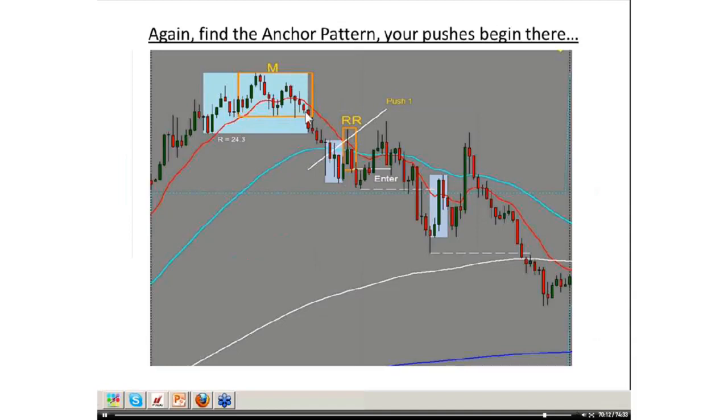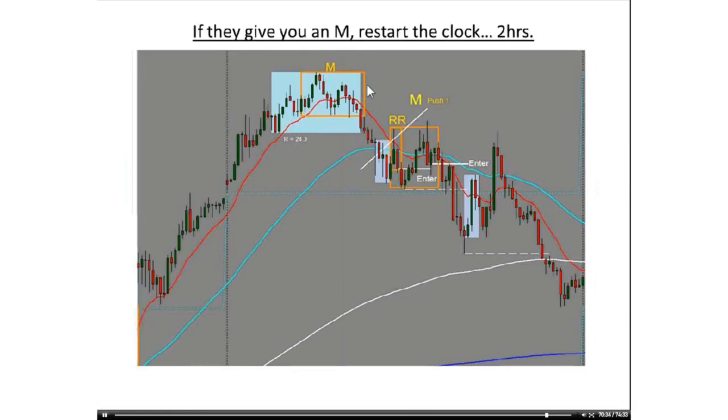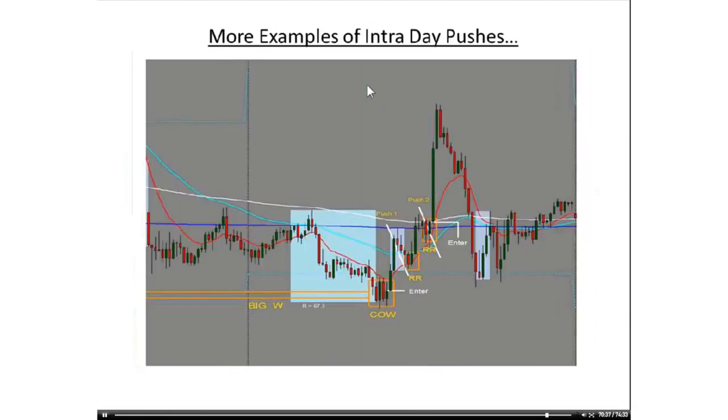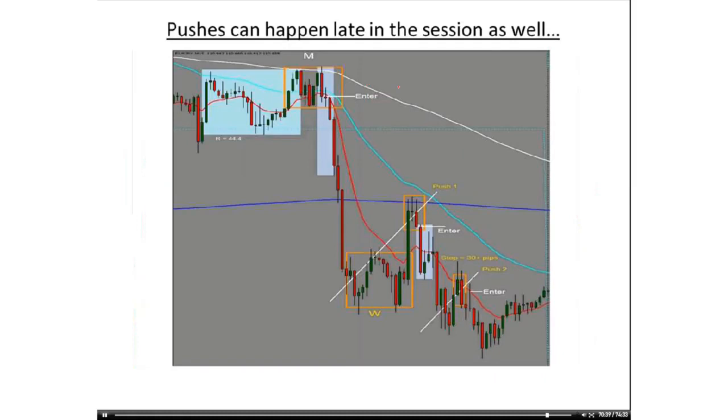This is push one, and usually I like my push one to be out of the 1, 2, 3 pattern. So this is my 1, 2, 3, my M pattern. I want this to break that 1, 2, 3 pattern. If it doesn't break my pattern, it doesn't work too well. See, like that. Here's my pattern. I like it to break through it and break right down to it.